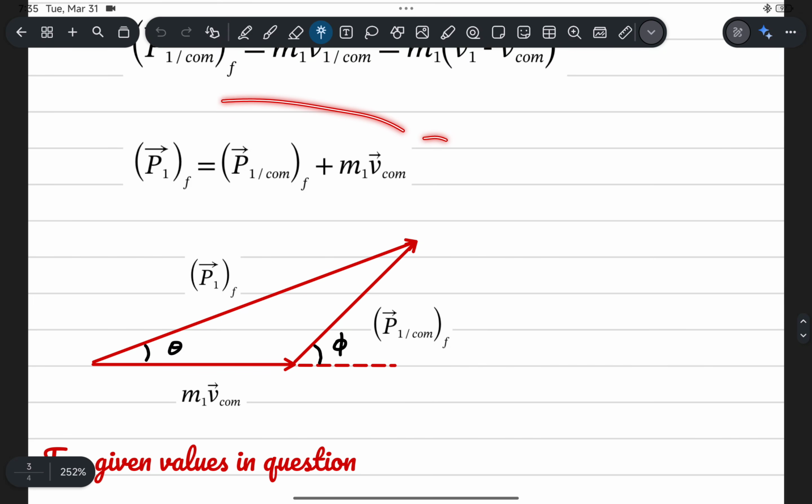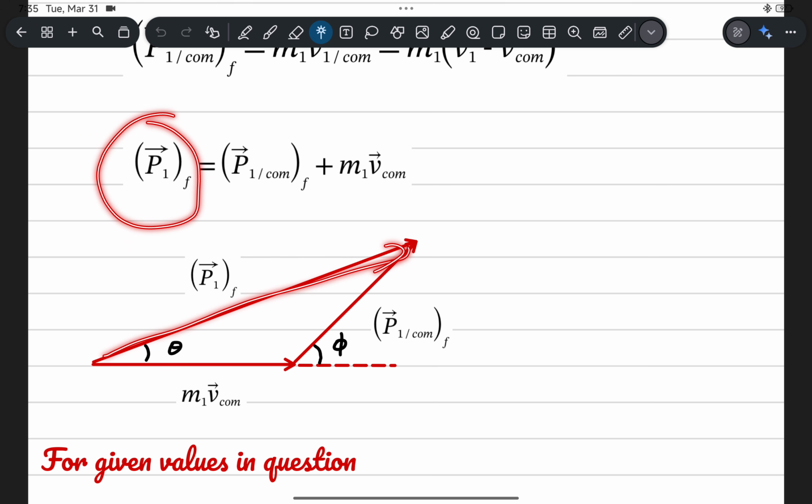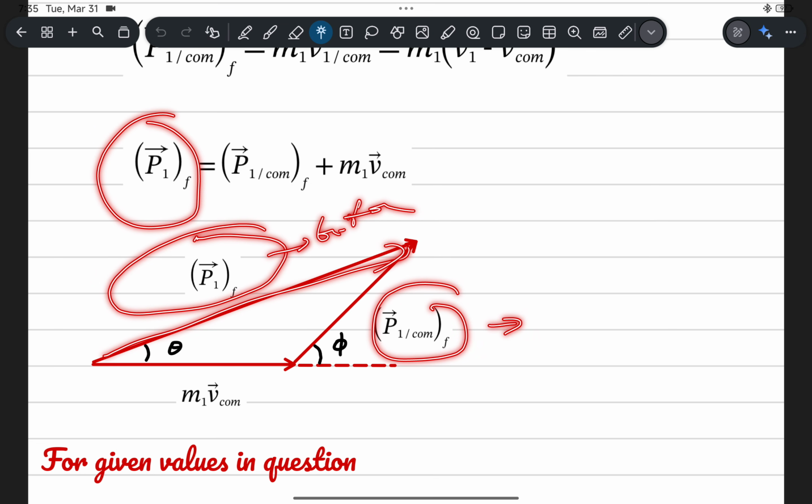Now we'll try to draw a vector diagram for this. So this one is horizontal. So I'll write it as m1 vcom, and vcom is equal to ucom. If you remember, during collision, it's not going to change. And this one is something in this way. We don't know. And final momentum is like this. And final momentum is the direction in which the object is moving in ground frame. Okay, and this is in COM frame, and we want to maximize this theta right over here.